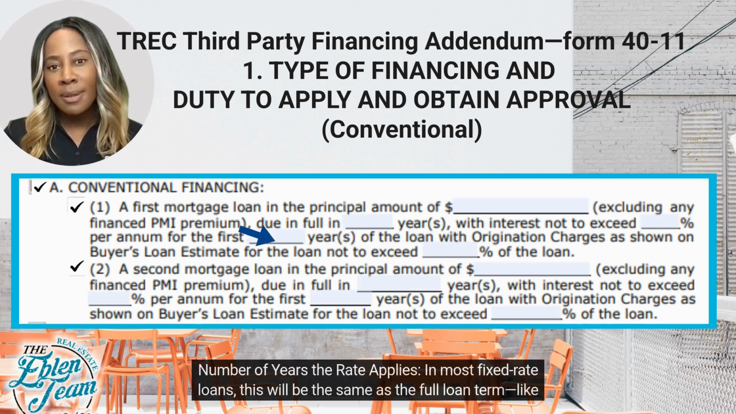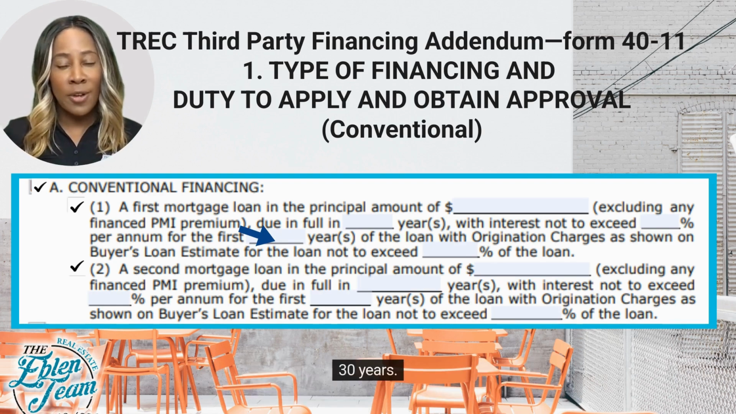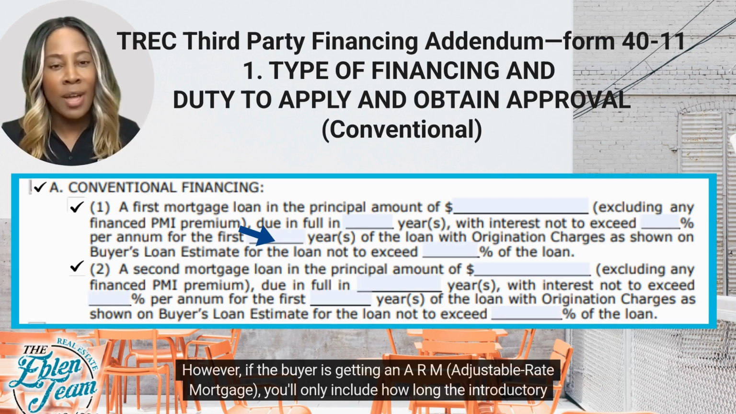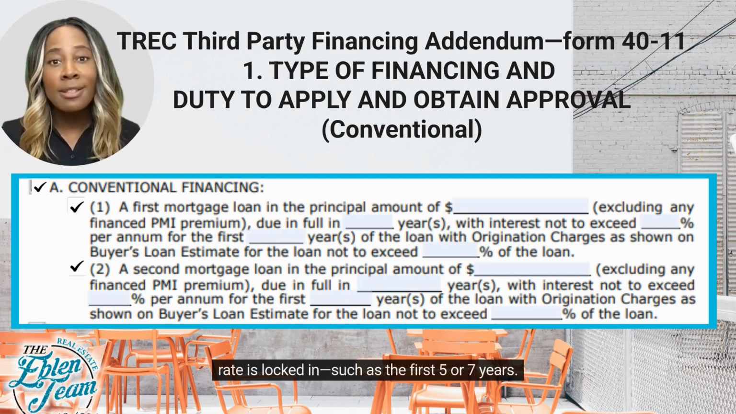Number of years the rate applies. In most fixed rate loans, this will be the same as the full loan term, like 30 years. However, if the buyer is getting an ARM, adjustable rate mortgage, you'll only include how long the introductory rate is locked in, such as the first 5 or 7 years.